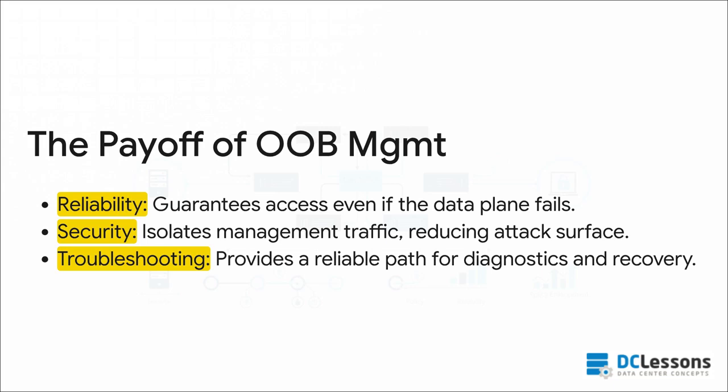First, reliability. This is your get-out-of-jail-free card. The data network can be a total mess, and you'll still have a backdoor to get in and fix it. Second, security. By pulling management traffic onto its own physical network, you dramatically shrink your attack surface. And third, troubleshooting. When things really hit the fan, this separate path becomes the most critical tool you have for figuring out what's wrong and getting things back online.